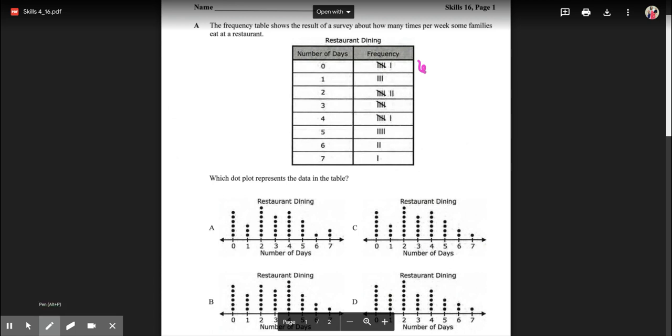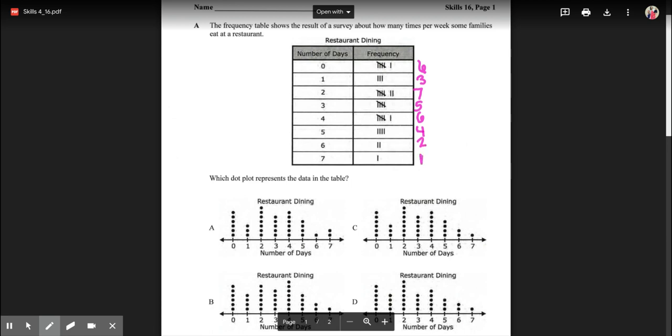The number of families that eat out 1 time a week were 3. The number of families that eat out 2 times a week, it had that grouping, which meant 5, and then 2 marks alone, so 5, 6, 7. 3 times a week is just this grouping of 5. 4 times a week was the grouping of 5 and 1 more, so that's 6. Then 5 times a week was 4 families. 6 times a week was 2 families, and 7 times a week was 1 family.